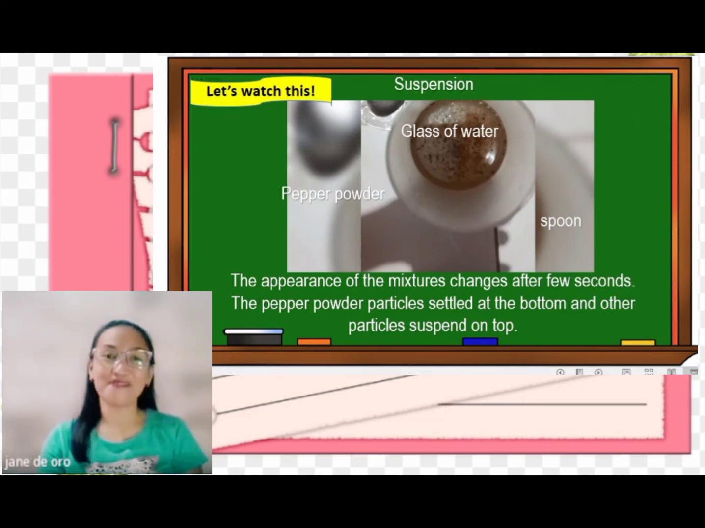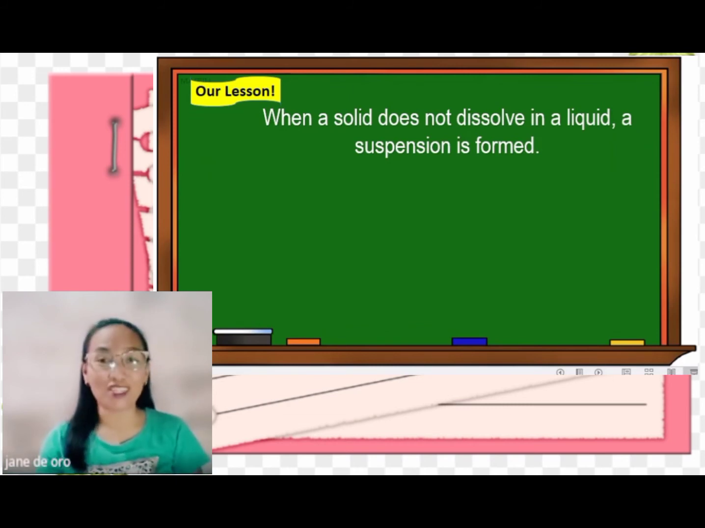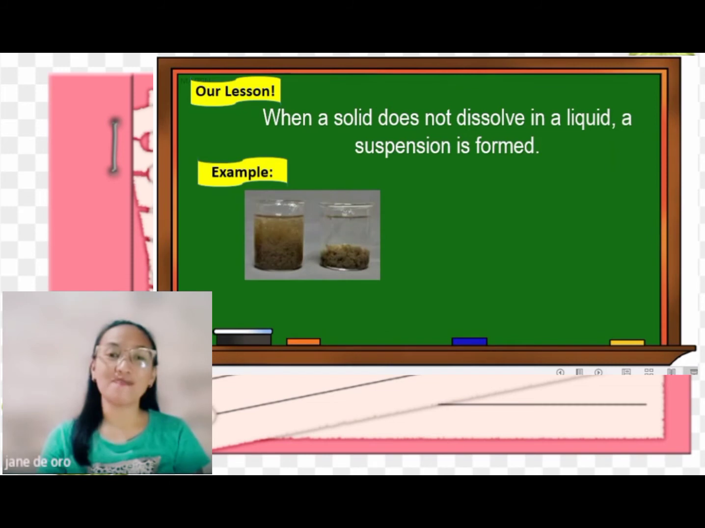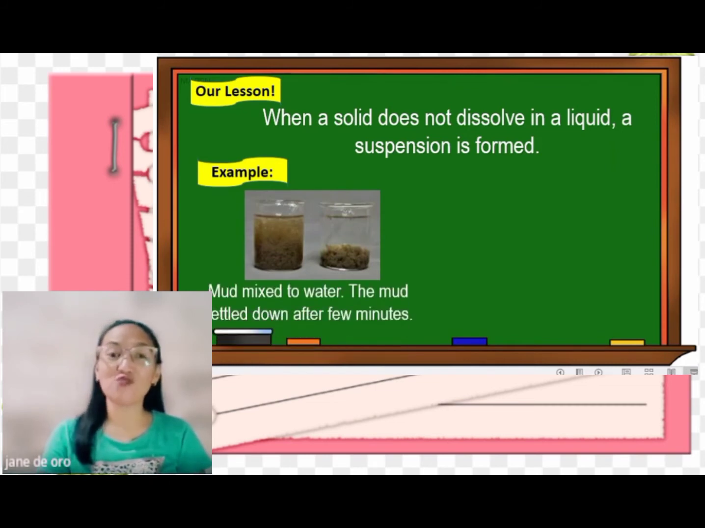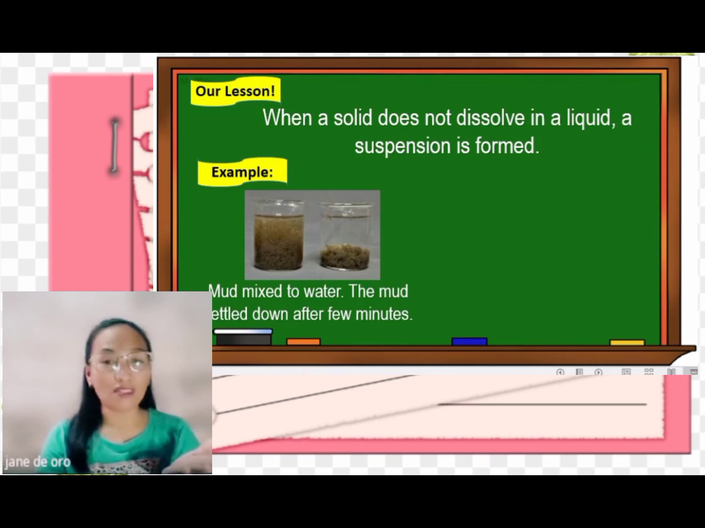Get it? Next one. When a solid does not dissolve in a liquid, a suspension is formed. For example, this mud mixed with water. The mud settled down after a few minutes, but if you try to stir it again, it will become colorful somewhat. It forms as one substance, but then again, some of the solid will not be dissolved by the liquid. The mud settles down after a few minutes without disturbing the mixture.